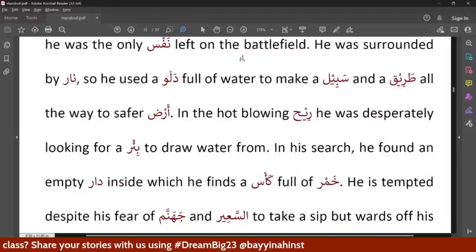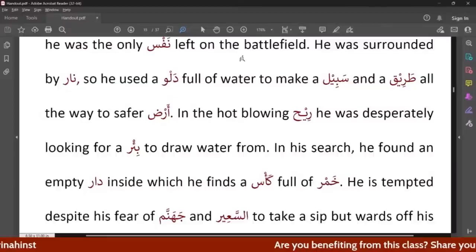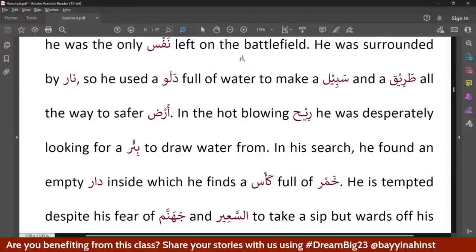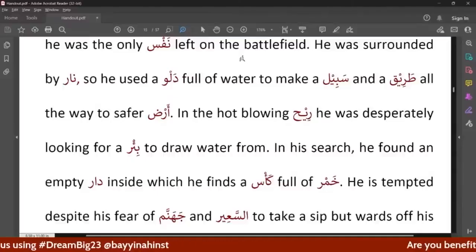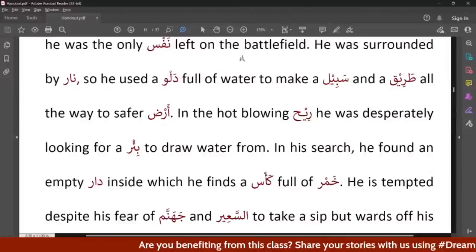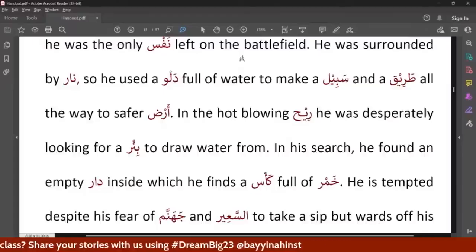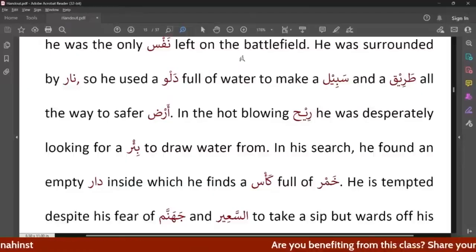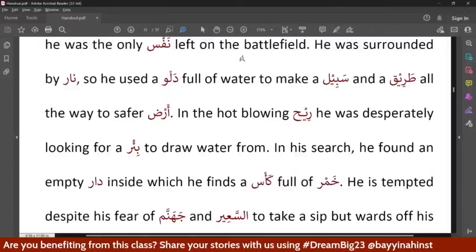In the hot blowing rih, wind, he was desperately looking for a bi'r. A well, or as some of you call it, a well. A well to draw water from. In his search, he found an empty dar. Dar means a house or a place. Okay? Dar is a house or a place. Inside which he finds a ka's, a cup, a glass, full of khamr, wine. Wow, feminine, some really dangerous stuff.